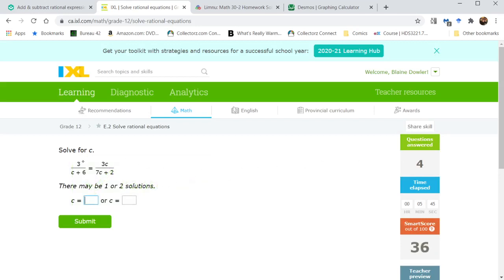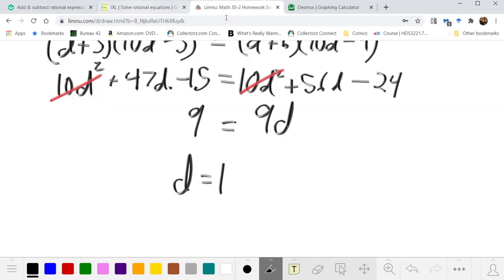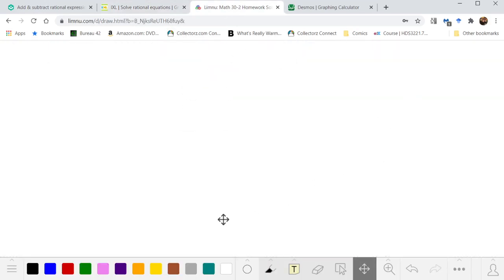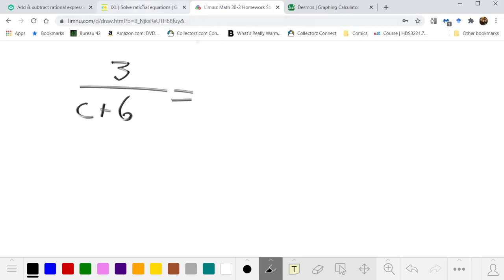Question 4. We're solving for C. Now here, we may finally have two solutions to examine. We'll see why in a moment. So we have 3 over (C plus 6), and checking back here, that equals 3C over (7C plus 2).